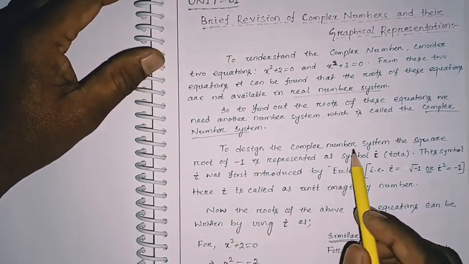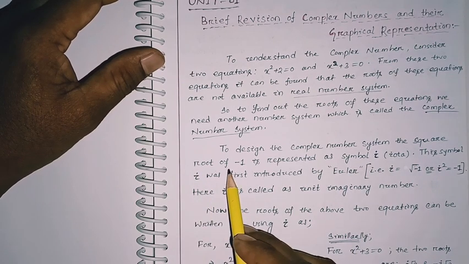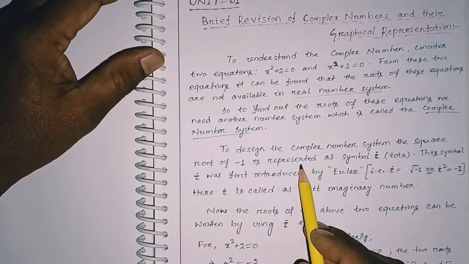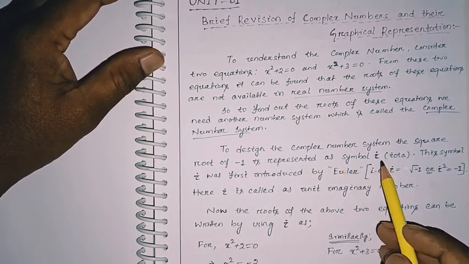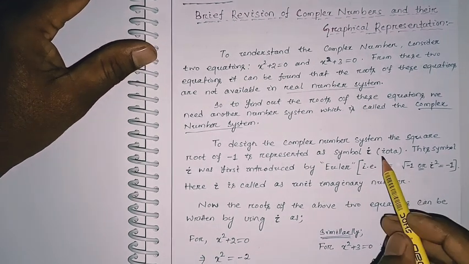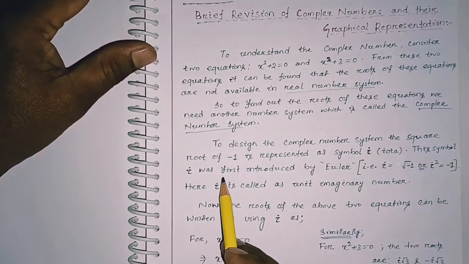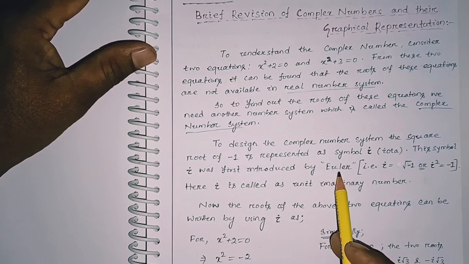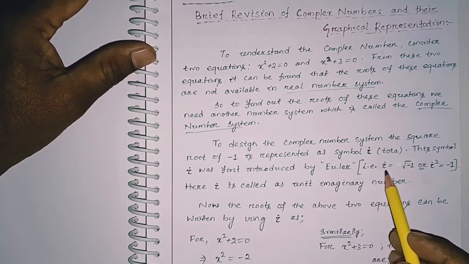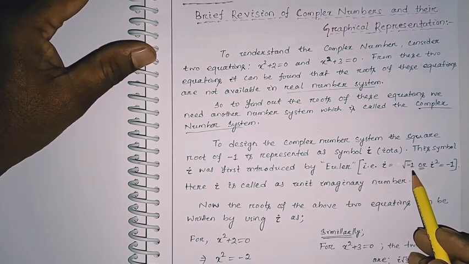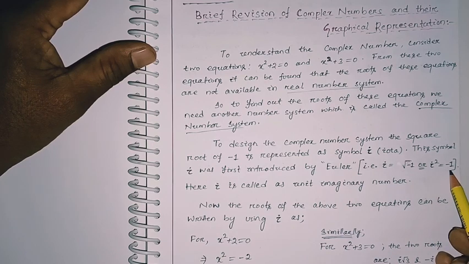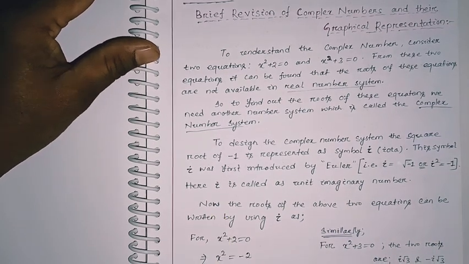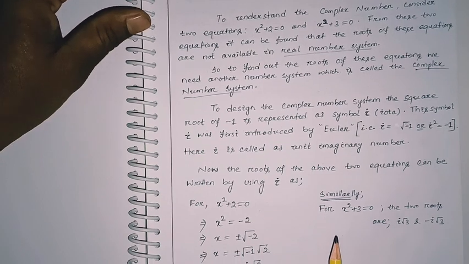To design the complex number system, the square root of minus 1 is represented by the symbol i, pronounced as iota. This symbol i was first introduced by the mathematician Euler. That is, i equal to root over of minus 1, or we can write i square equal to minus 1. Here i is the unit imaginary number.